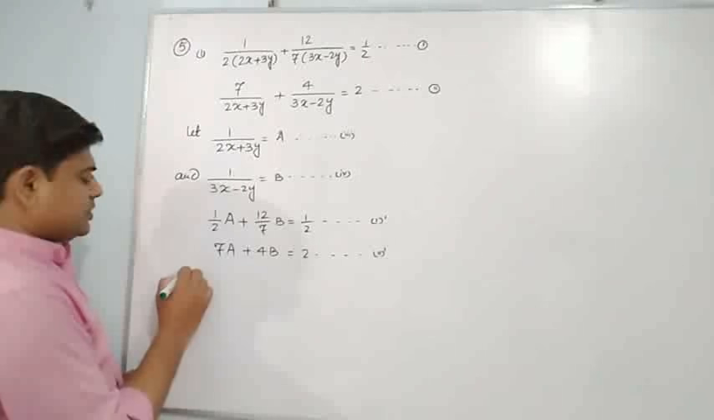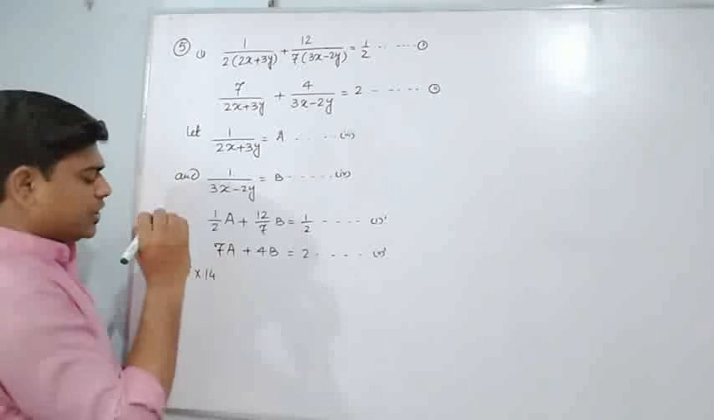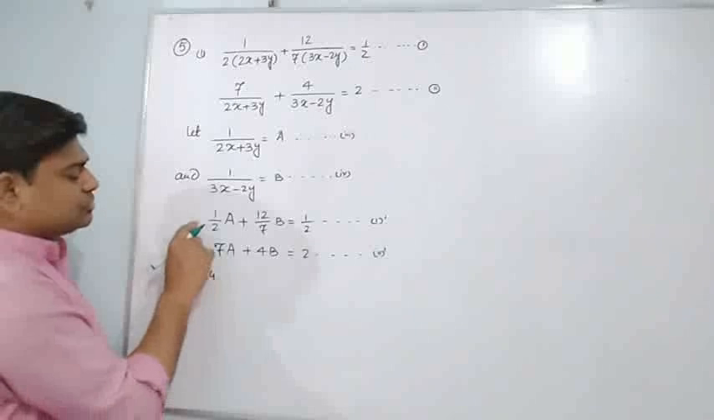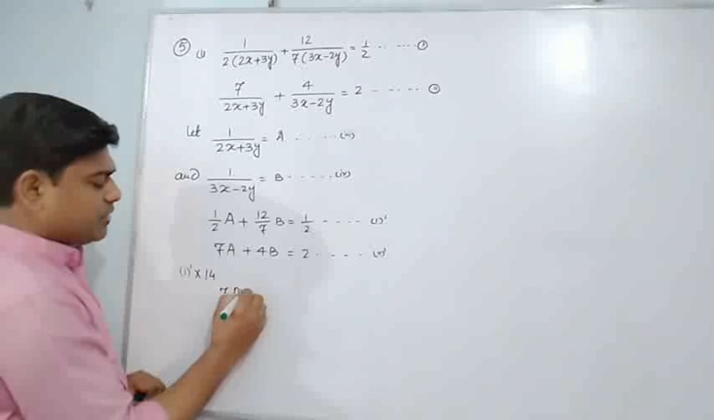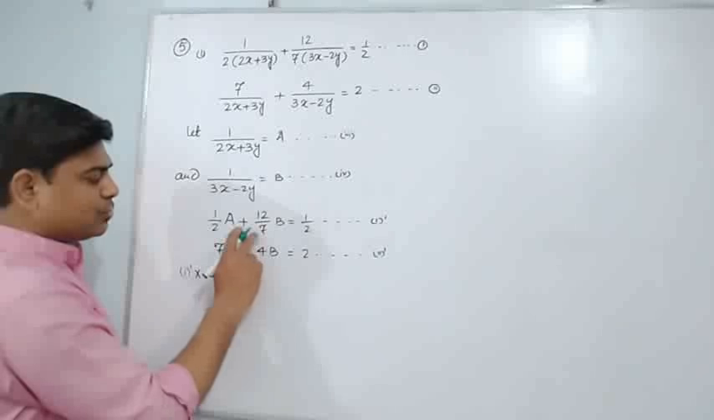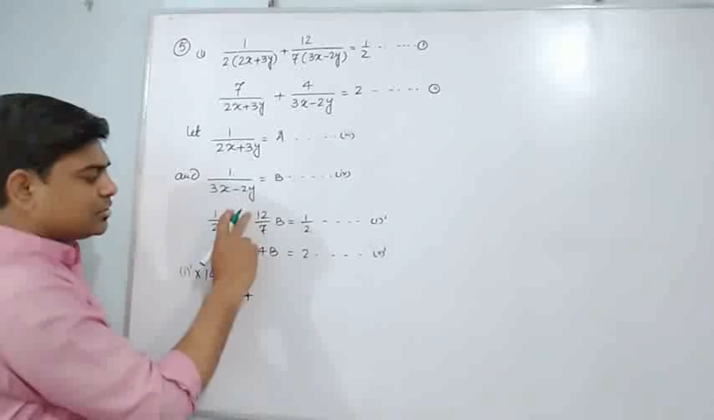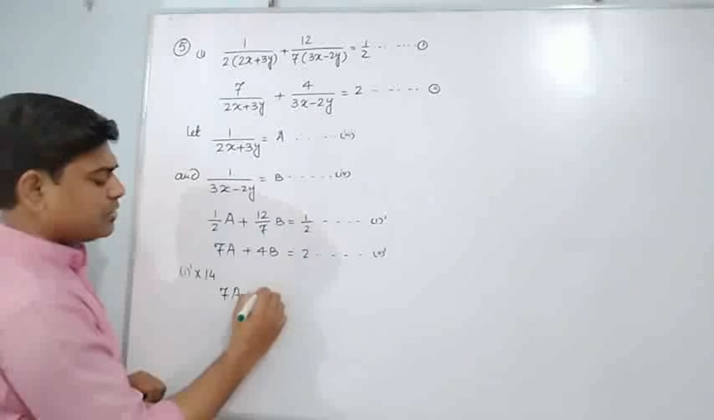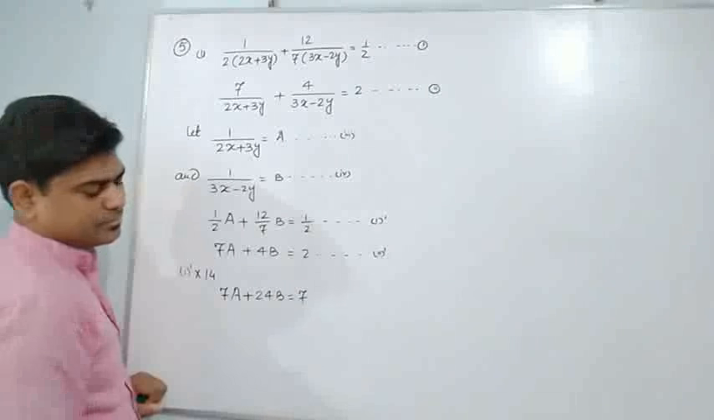So what can I write? 1 dash into 14. What will happen? I am writing directly here. 2 into 7 will be 14. It can be written as 7a plus 14 into, 7 into 2 will be 14, 2 into 12 will be 24b is equal to 7.